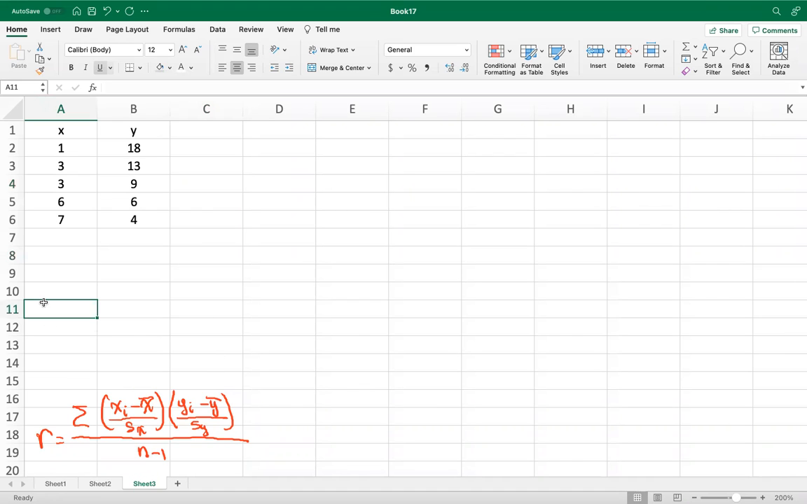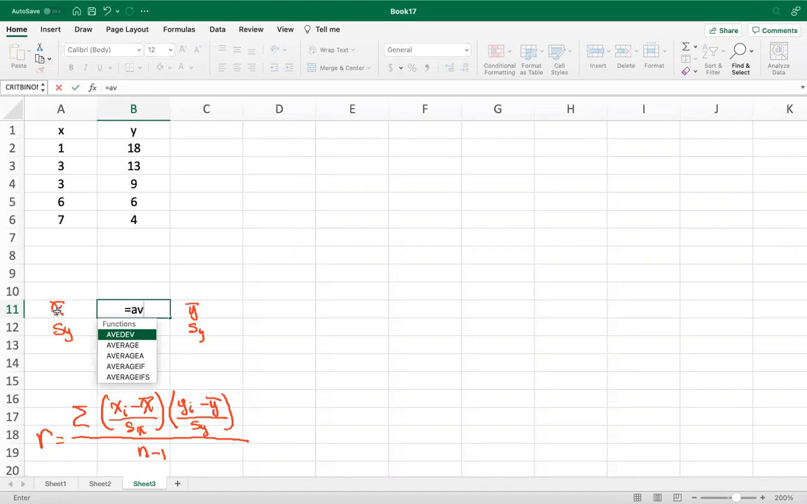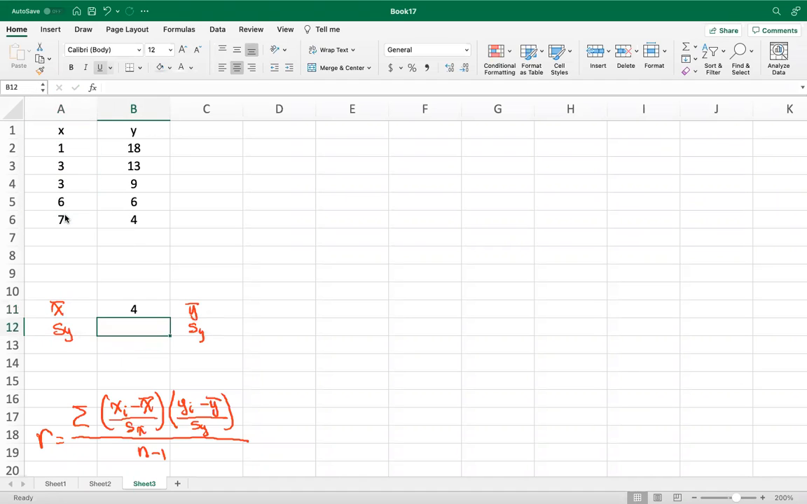let's do it over here. So we have x bar, then we have s sub x. We're going to have those two values, and then we'll also have y bar and s sub y. All right, so x bar is equal to the average of the x values. So the average of these values right here. Cool.